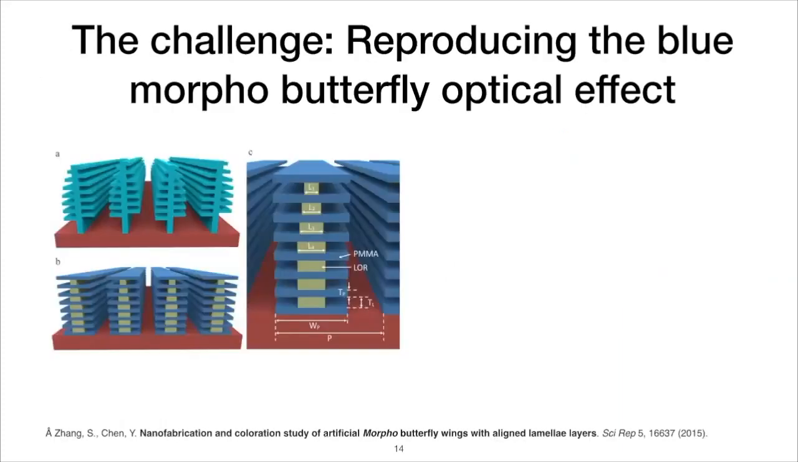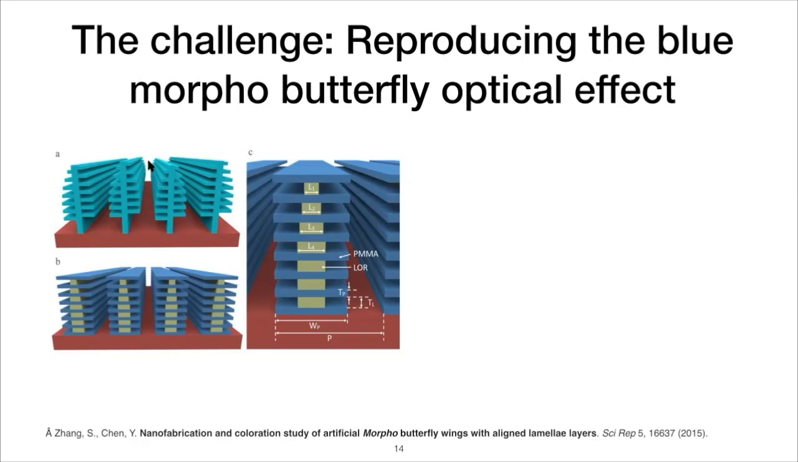Now, entering our problem, going back to our challenge, that was reproducing the blue morpho butterfly optical effect. We will consider this paper as our main reference. The researchers here developed a structure on a quartz substrate to mimic the effect of the blue morpho butterfly. Remember, we talked about a Christmas tree-like structure. So here the researchers built a structure that looks like this. We have multiple trees arranged periodically in this direction, while they have infinite extension in the other direction.